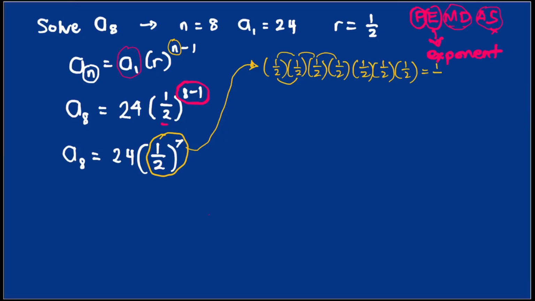So, 2 times 2 is 4 times 2, 8 times 2, 16 times 2, 32 times 2, 64 and times 2, 128. Ayan. So, ang sagot natin dyan is 1 over 128. So, 2 raised to 7 is 128. Okay? So, let us rewrite again. A sub 8 is equal to 24. And then, the answer dun sa 1 half raised to 7 is 1 over 128.